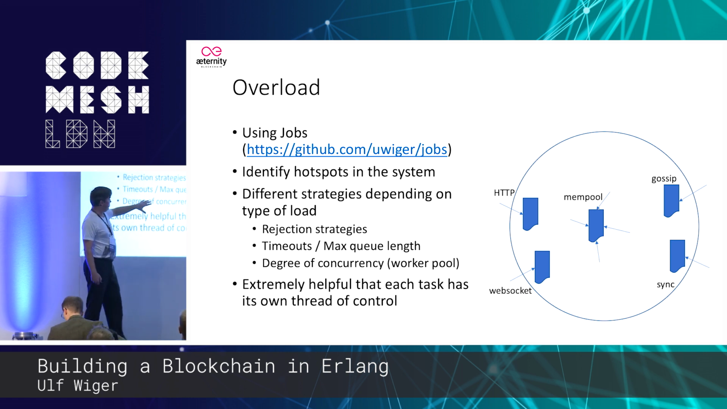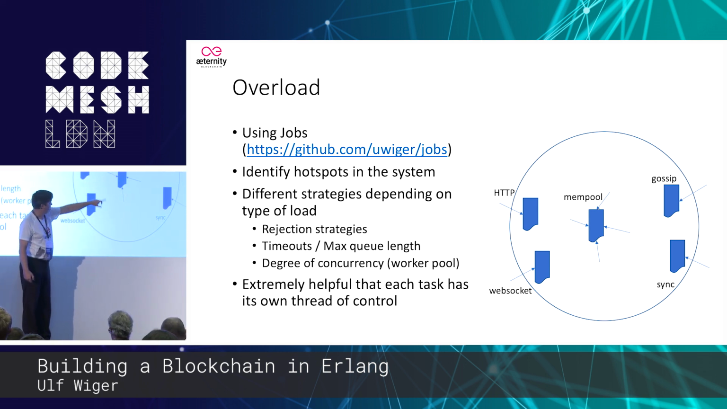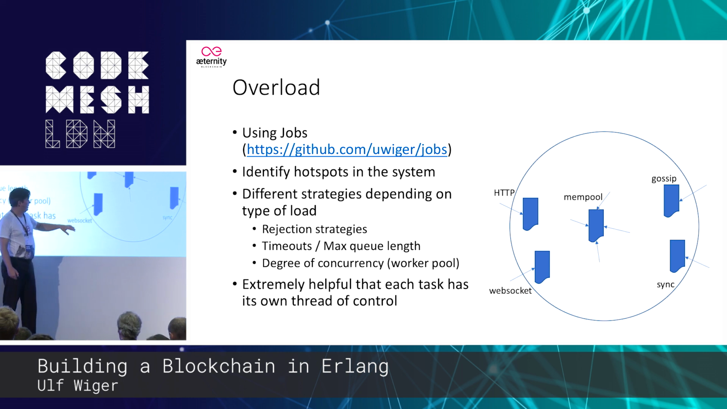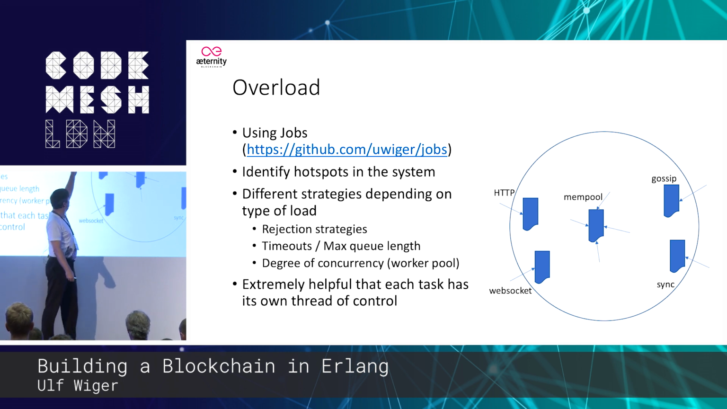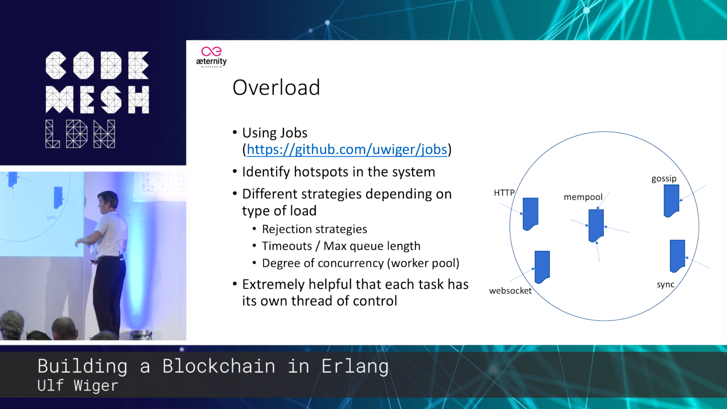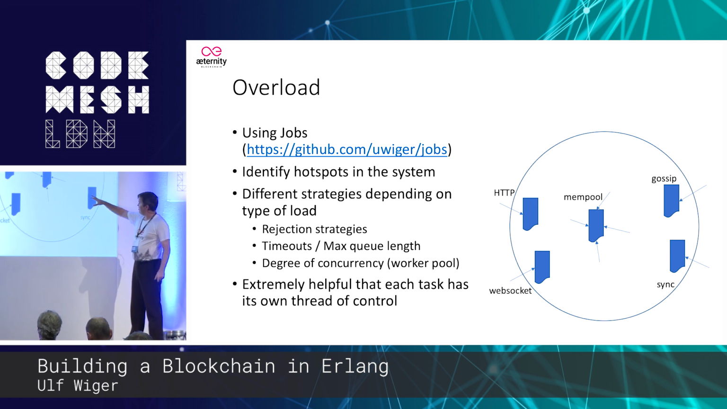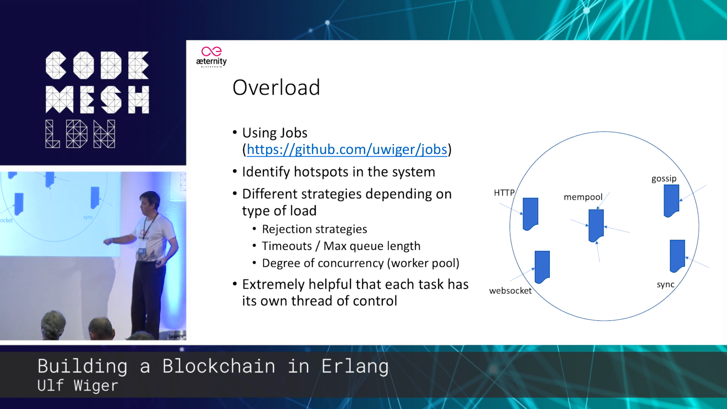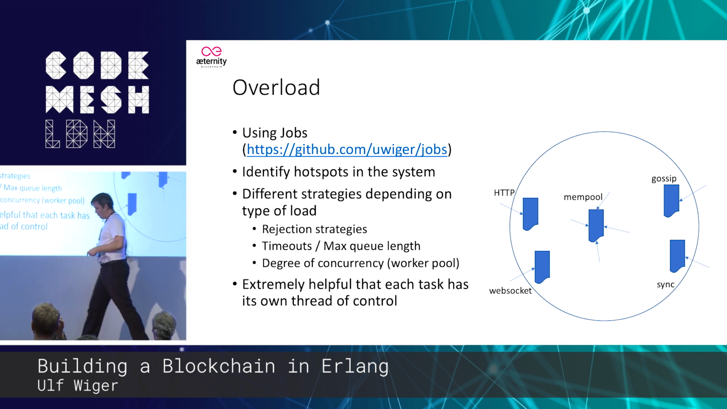So the idea with jobs is you put queues, especially on the outskirts of your system, and you identify the places where work can enter the system. For example, the WebSocket API, the HTTP API, and Gossip is one. That's where you broadcast your transactions. And Sync is where you sync up with other nodes, and also you broadcast blocks through the Gossip. And of course, there are different parameters here.